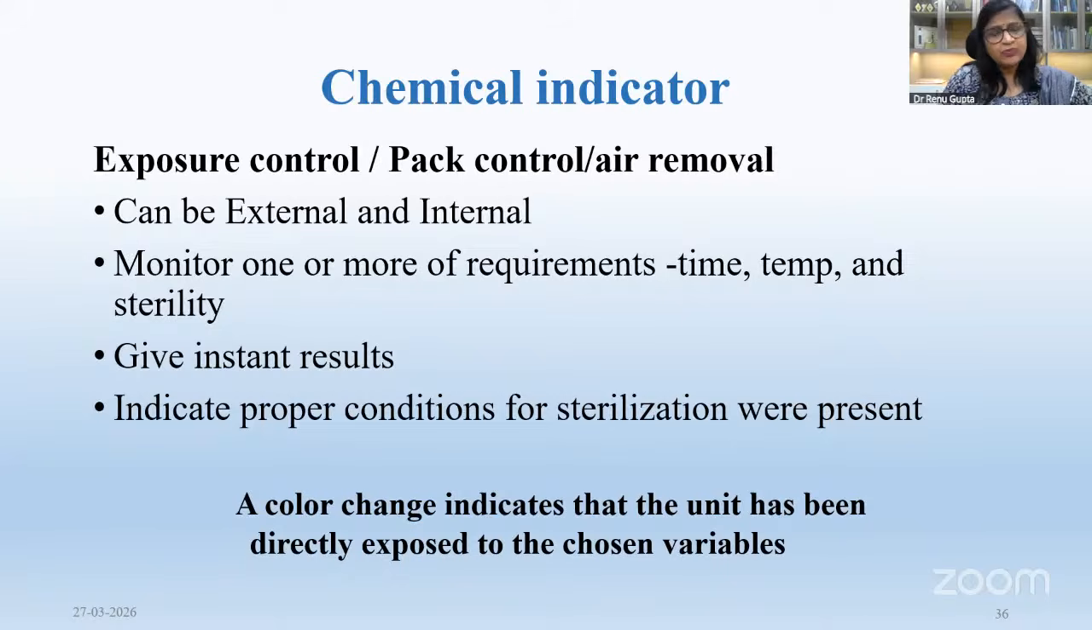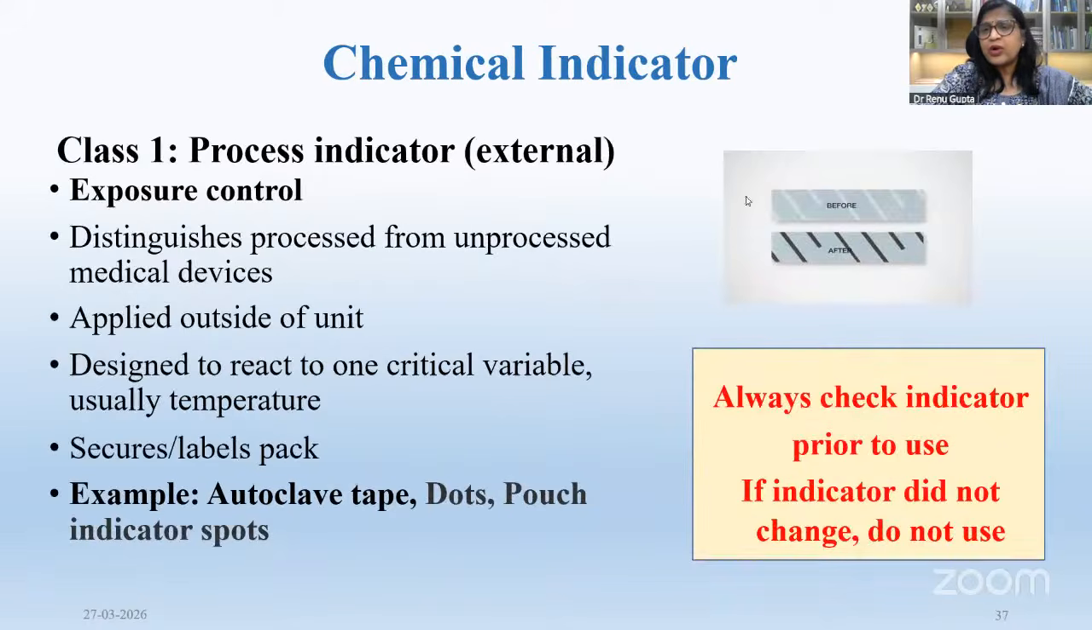There is a color change, so you can say yes. And the color change will depend upon the manufacturer. They will tell you that the color should change from this to this. This is the autoclave tape test, and it is easily available. Before exposure to the autoclave, there is no darkening of these stripes, but after exposure these stripes change color. Class 1 type of chemical indicator is also called the process indicator or the external indicator.